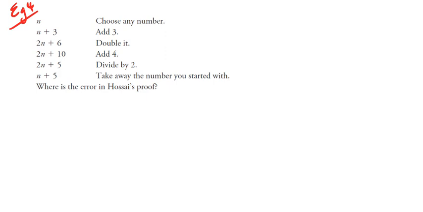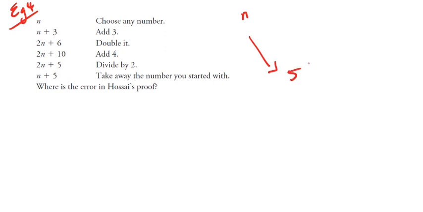Okay? So Jose says, if you choose any number, you let the number be n. You add 3, you get n plus 3. You double that, you get 2n plus 6. You add 4, you get 2n plus 10. You divide by 2, you get n plus 5. And you take away the number you started with, n, and you are left with 5. So his number trick is going to start off with any number, and it's going to end up with 5.